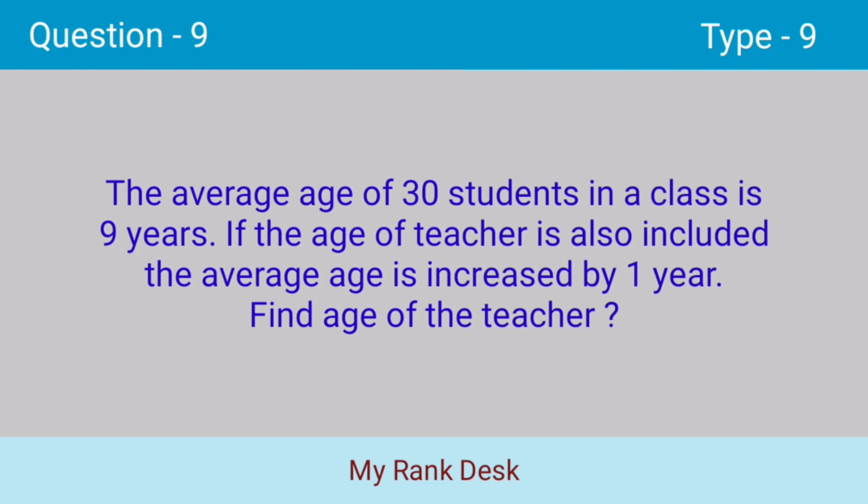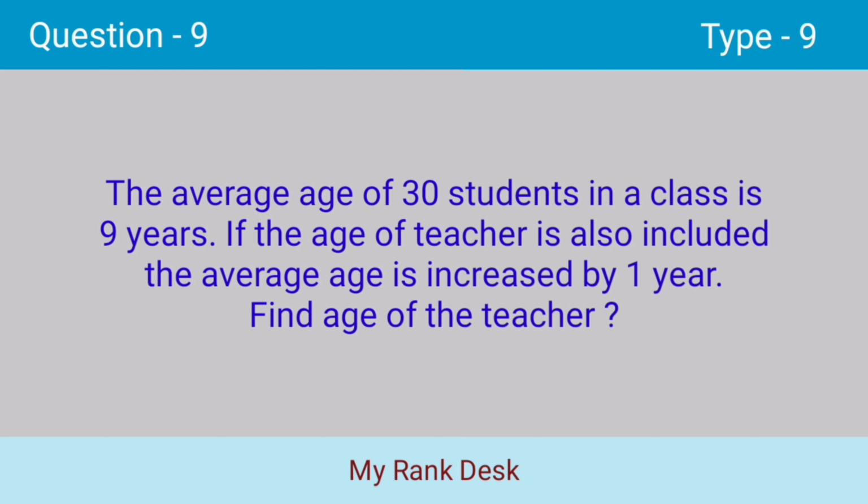In this question, the total number of students in the class and their average age are given. By using this data, we can find the total age of the 30 students in the class. When the teacher is included in the group of students, the number of persons increases by 1 and their average age also increases by 1 year. That is, the average age of 30 students is 9 years. When the teacher is included, the number of persons becomes 31 and their average age becomes 10.